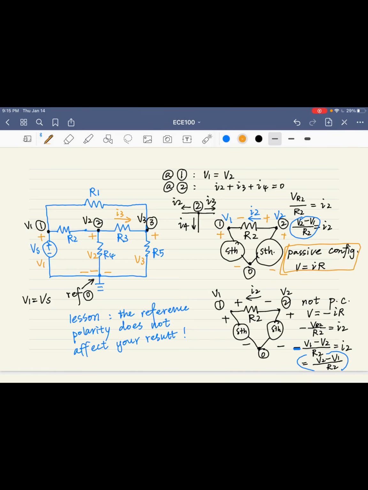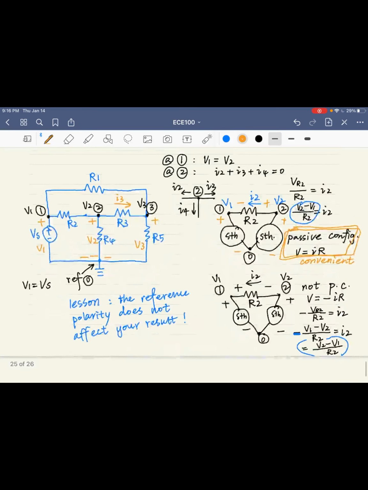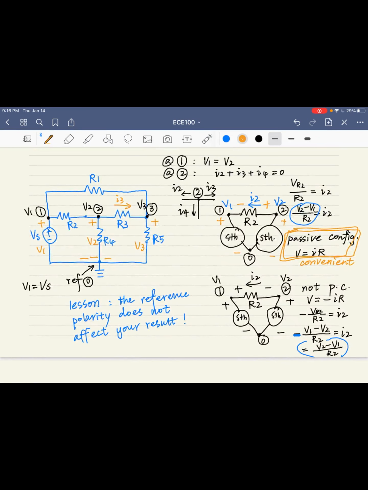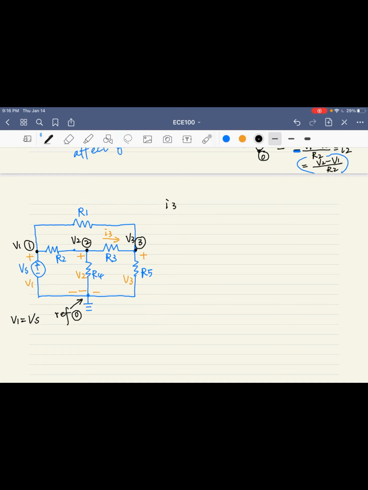But this one is more convenient, and I recommend you guys choose the passive configuration to make your life easier. Okay, we spent some time on I2, so I will skip the detailed procedure for I3 and I4. I3, let's write the polarities here, is equal to the voltage at the higher end minus the voltage at the lower end divided by R3, sorry.